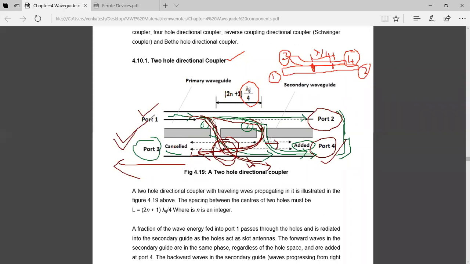Ultimately we can say that whichever ports we want to couple, we can couple, and whichever we want to isolate, we can isolate. So that's the importance of this directional coupler, and that is what we have discussed just now.